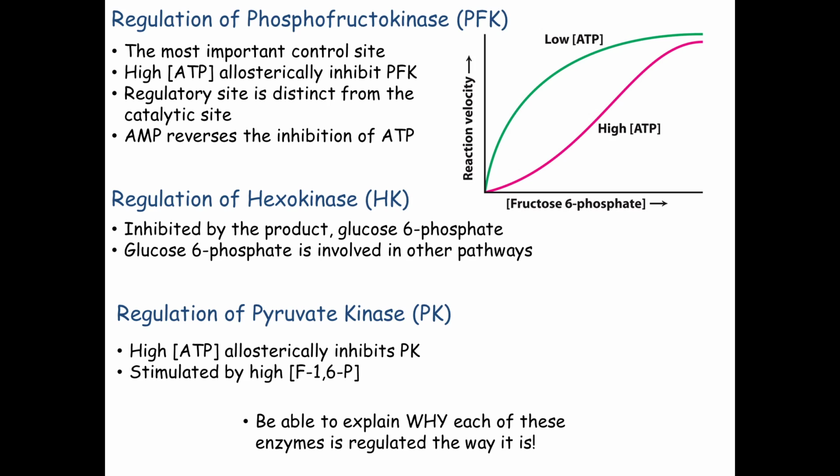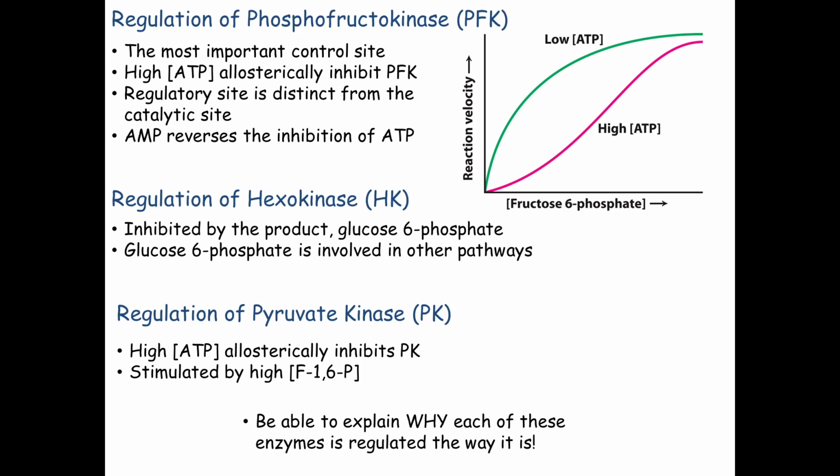So PFK is the most important control site. That's our step 3, the phosphofructokinase that turns the already phosphorylated fructose into the doubly phosphorylated fructose. ATP will inhibit it, and AMP will relieve the inhibition. Does that make sense? Hexokinase was at step 1. That one's really simple. It's inhibited by its own product. That's simple feedback inhibition. And we kind of let that one go to keep the glucose in the cell.